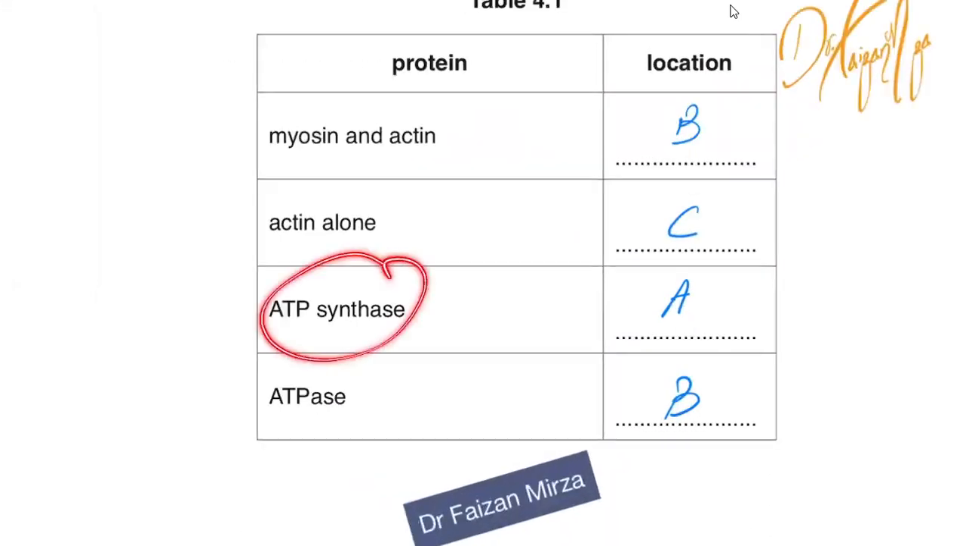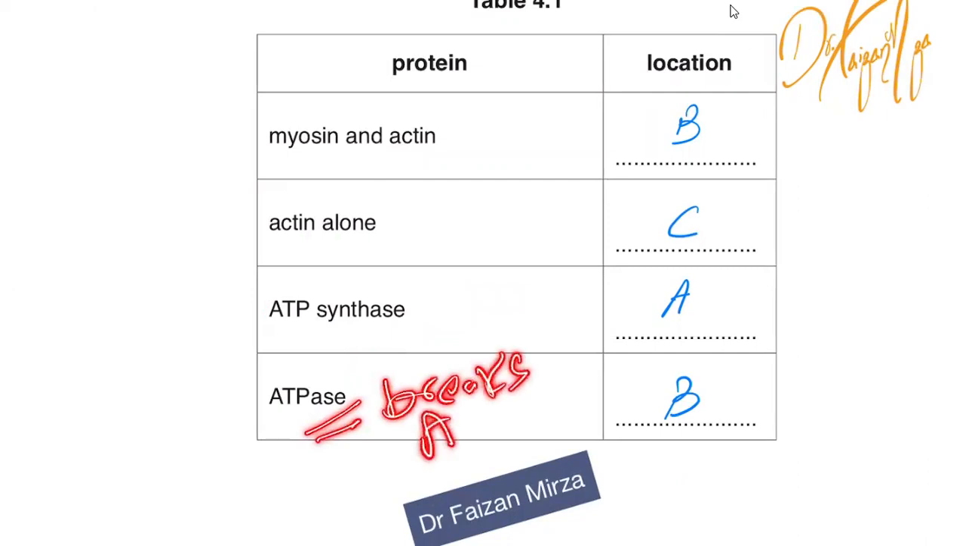ATP synthase is the enzyme that synthesizes ATP. It produces ATP, and ATPase breaks ATP. So keep that in mind. These are two different enzymes. They have opposite functions.